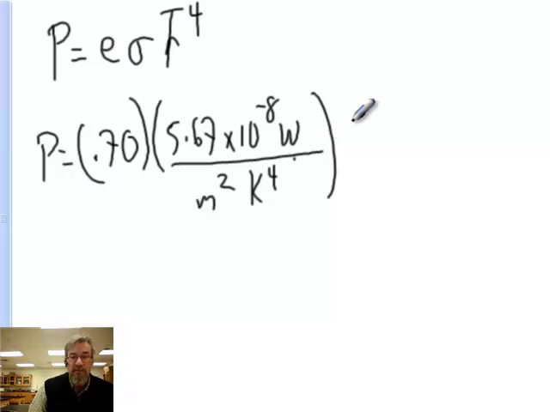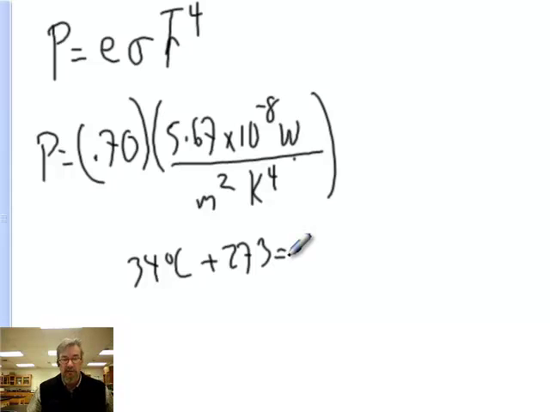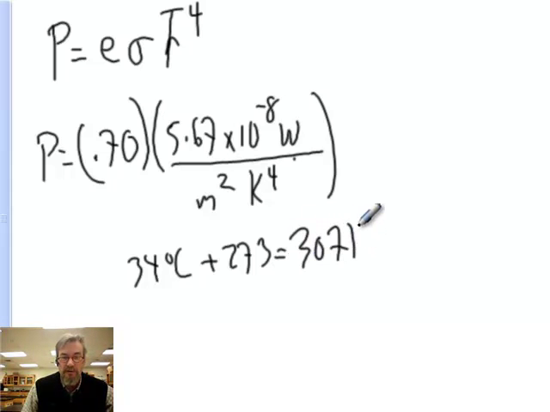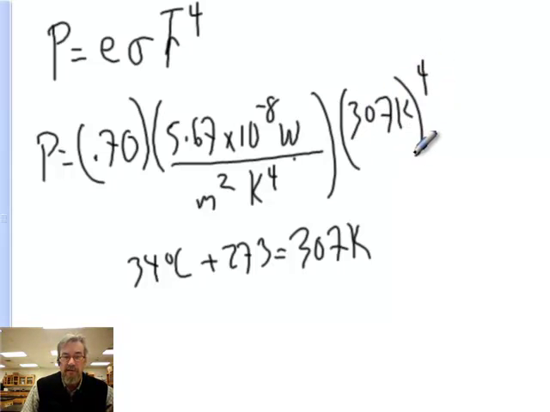And then we're going to multiply by the temperature raised to the 4th power. Well, the temperature has to be in absolute terms. That has to be kelvins. So the person's skin was at 34 degrees C. We'll add 273 to that to get a Kelvin temperature. This gives us 307 kelvins. So that's what goes up here, 307 kelvins. And then we're going to raise that to the 4th power.